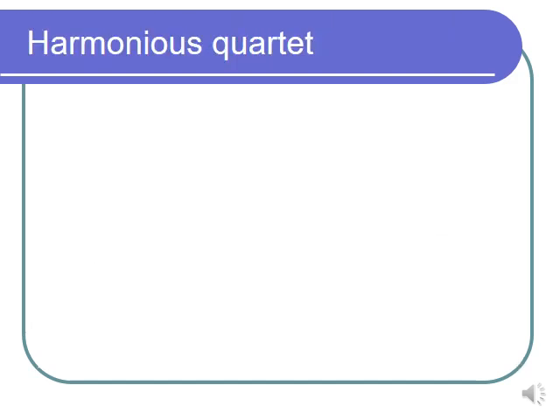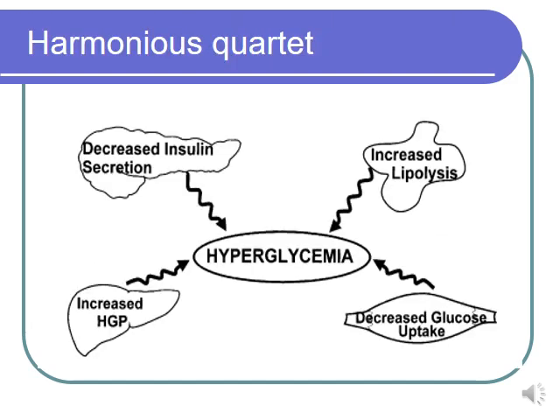What is this harmonious quartet? It's nothing but hyperglycemia led by 4 important factors. If you see, decreased insulin secretion by the pancreas, decreased glucose uptake by the muscle, so that leads to hyperglycemia. Increased hepatic glucose production and increased lipolysis. All the 4 things will lead to an increase in the blood sugar level.